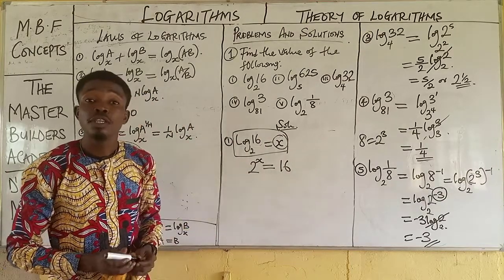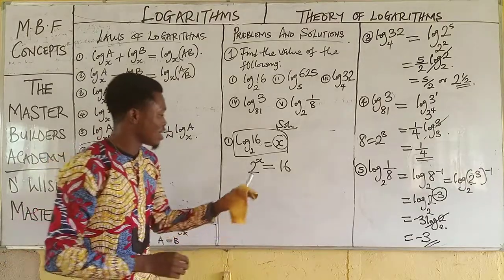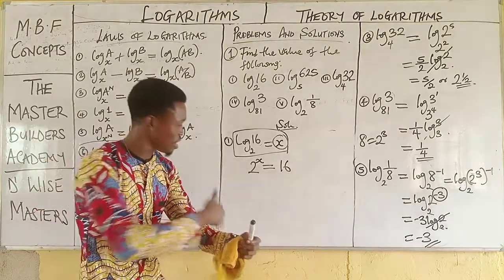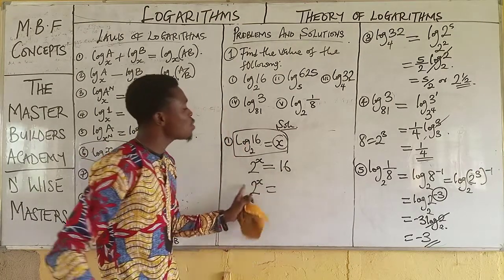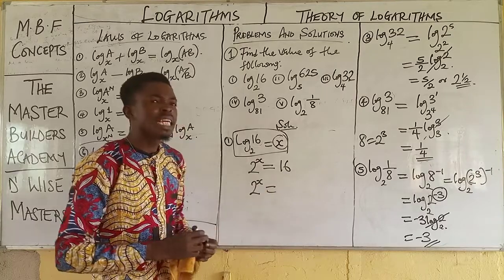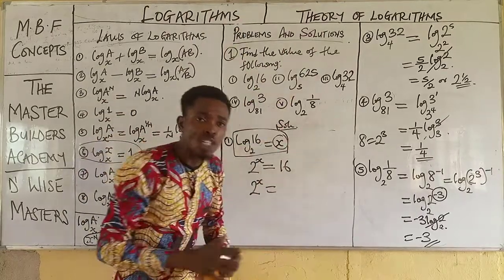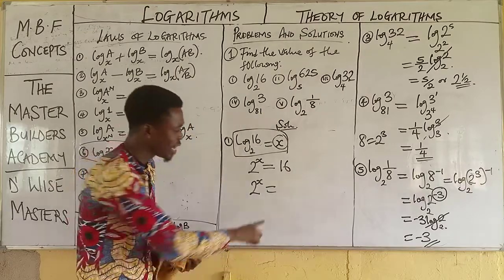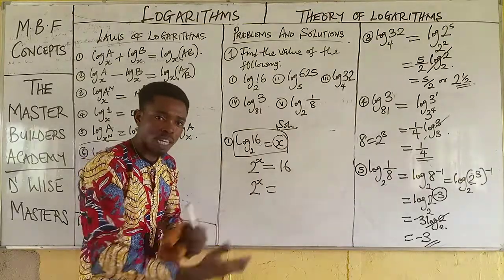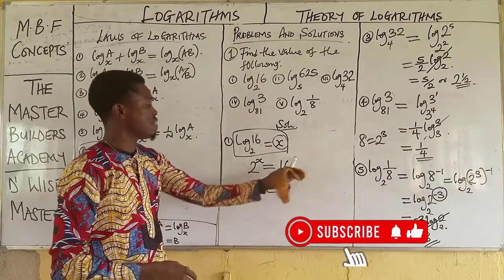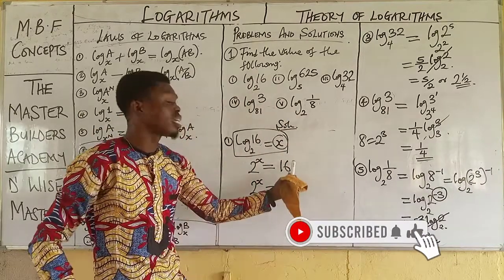At this point, we are now solving an indicial equation. And in solving an indicial equation, all you just need to do here is to take this as 2 raised to the power of this guy. Now, when you are solving an indicial equation where the unknown is taking the position of the power, all you need to do is to find a way to have equal base. Are you there? Yes, all you just need to do now is to find a way to have equal base. So I will now divide 16 by 2 to know what will be the power of 2 that will give us 16.